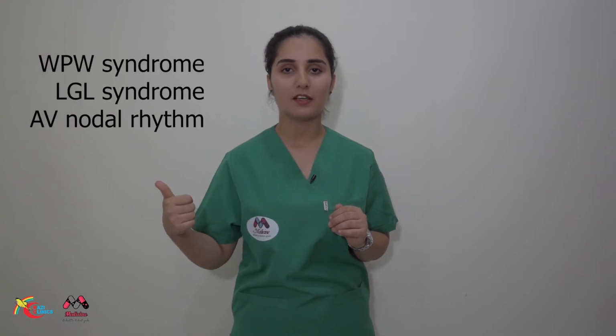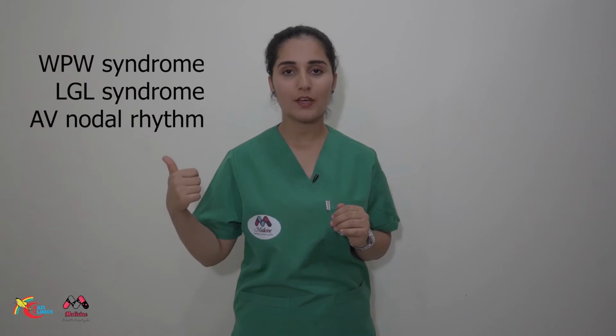If the PR interval is less than 3 small squares, then think about two things: either a pre-excitation syndrome like Wolff-Parkinson-White syndrome and Lown-Ganong-Levine syndrome, or AV nodal rhythm, the one that we discussed before. In Wolff-Parkinson-White syndrome, remember the abbreviation WPW. It will help you to know how to diagnose it. W stands for a wide QRS complex. P stands for short PR interval. And the other W stands for a delta wave that you will see.